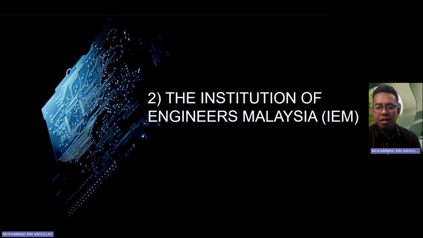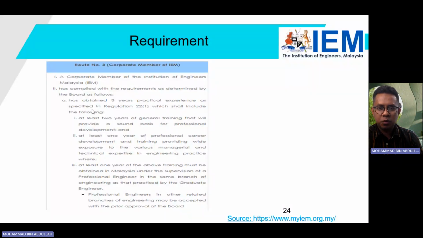Okay. So second one, we move to the Institution of Engineers Malaysia, or we call as IEM. Okay, so we look at first the requirement for IEM. So we call it route number 3, corporate member of IEM. So a corporate member of the Institution of Engineers Malaysia, IEM, has complied with the requirement as determined by the board as follows.